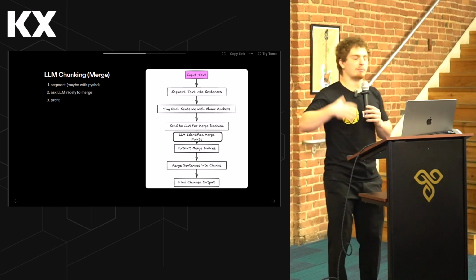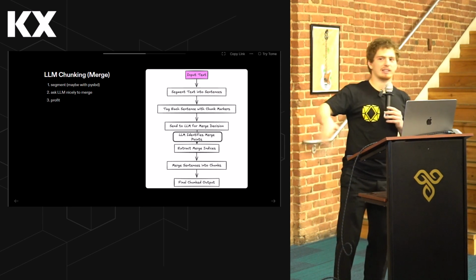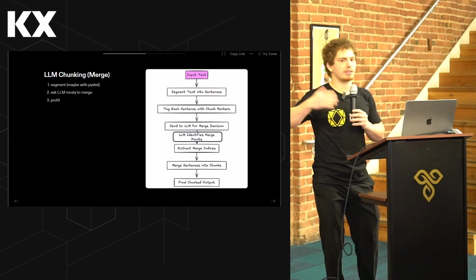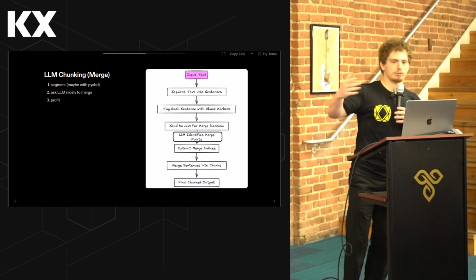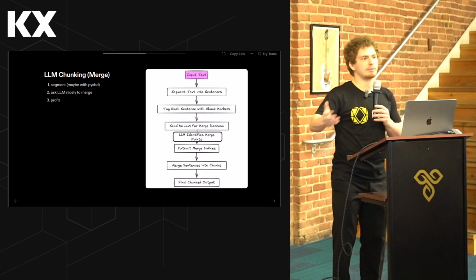Right? This can have many errors. The LLM could hallucinate. It could get its numbers mixed up. There are so many things that could go wrong. But in theory, this should give you a chunking output that is very similar to that of a human.